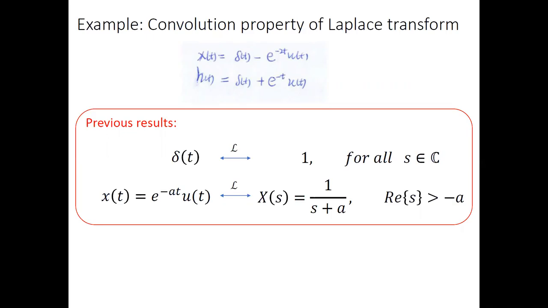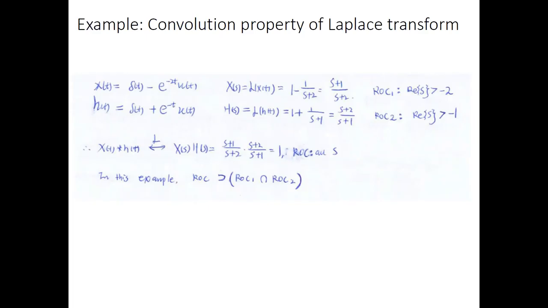Okay. The Laplace transforms of x and h can be calculated respectively. For x, the Laplace transform is just the Laplace transform of the two terms. For the first term, it's 1. For the second term, applying the previous result, it's 1 divided by s plus 2. The first term minus the second term, this is the result. And for x, its ROC is the intersection of the ROC of the first term and the ROC of the second term. For the second term, since it's a right-sided signal, the region of convergence is larger than minus 2. And for the first term, the region of convergence is all s. So the intersection is still larger than minus 2. And similarly for h, the Laplace transform is the first term 1 plus the second term, so 1 divided by s plus 1.